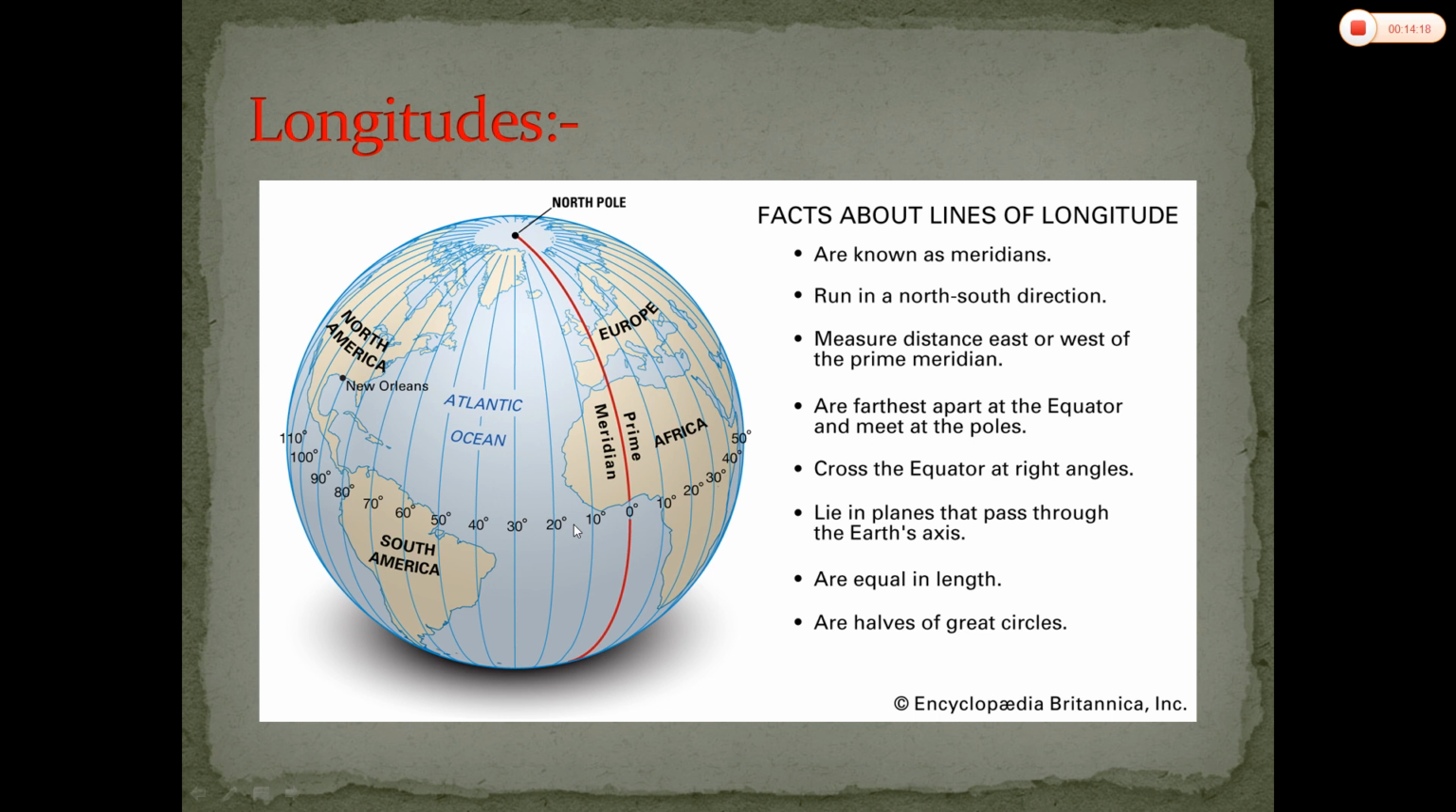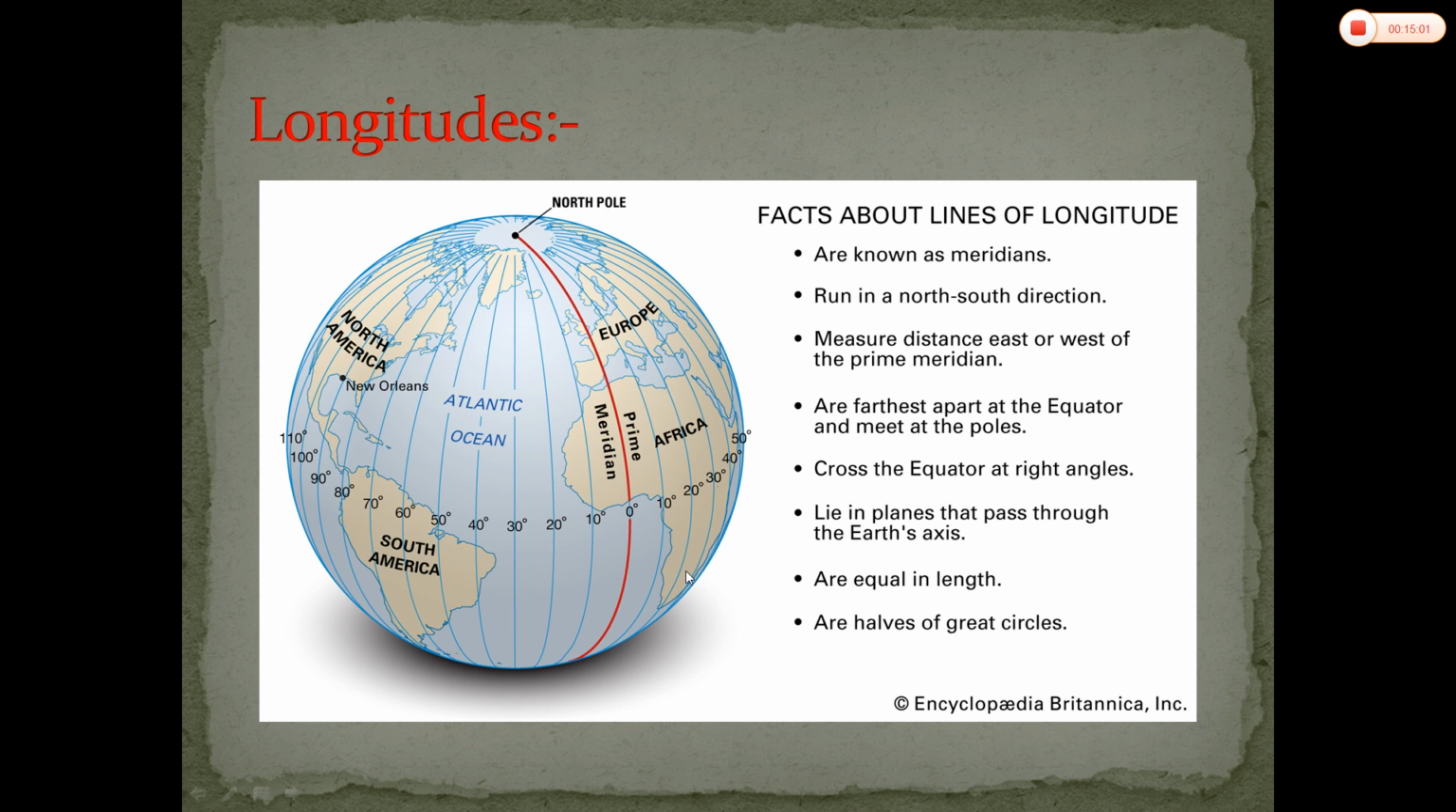So what does this mean? This means at the equatorial region these are farthest and they come closer towards the north pole and south pole. They also cross the equator at right angles. See, this is the equator, and all these longitudes are making a right angle with the equator. Right angle means what? The longitudes and equator are at a 90-degree angle.